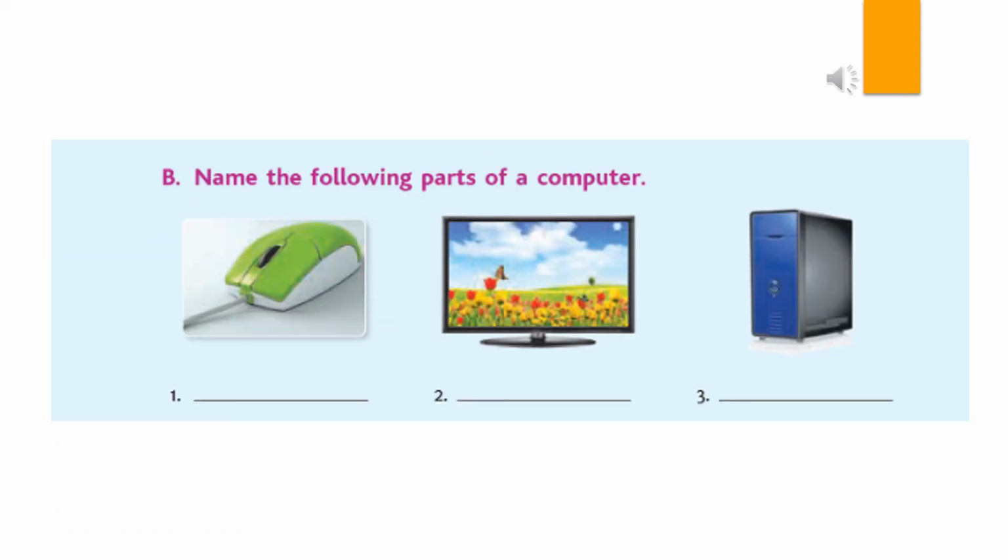Now, can you name the following parts of a computer? Look at the picture, identify them and write the answer in the blank provided below the picture. So the first one is the picture of a mouse. The second one is a picture of the monitor. And the third one is a picture of the CPU box.